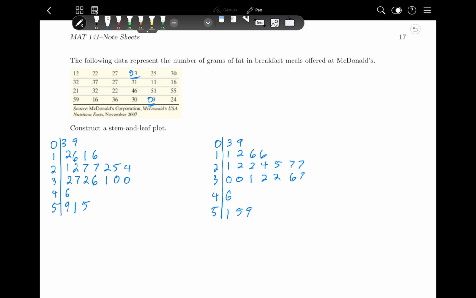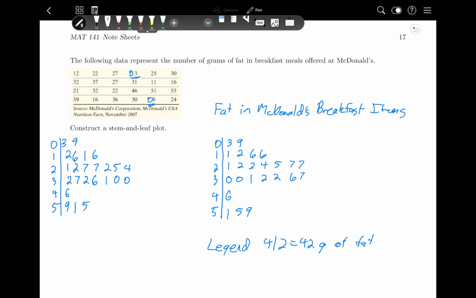Okay. And now we add our title and our legend. Our title here would be Fat in McDonald's Breakfast Items. And our legend: you can pick any number that's in here, or you can pick one that's not. So I'm just going to do 4-2, and that's 42 grams of fat is what that one stands for. Okay, and so that's the idea. That's how you make a stem and leaf plot. That's how stem and leaf plots work.